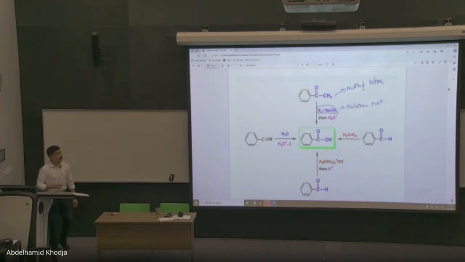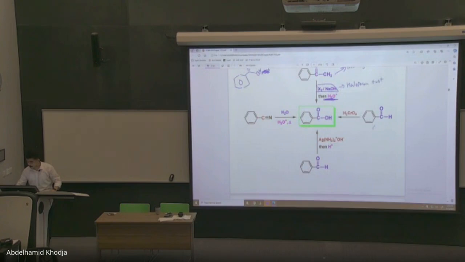But the last step of the haloform test produces what? A salt of acid, which looks like this, remember? Double bond O, O minus, and Na plus. All you're doing is adding H3O plus, which is going to do what? It's going to remove the Na and add H. That's a good way of remembering it, okay?